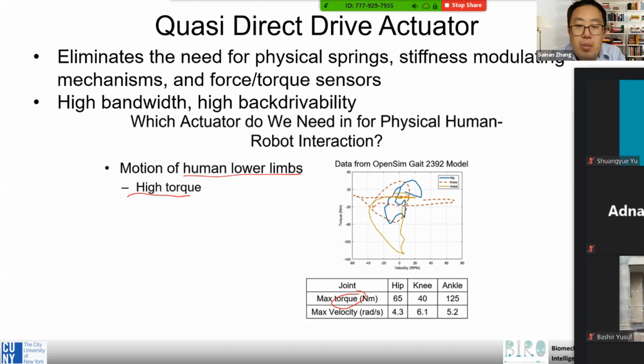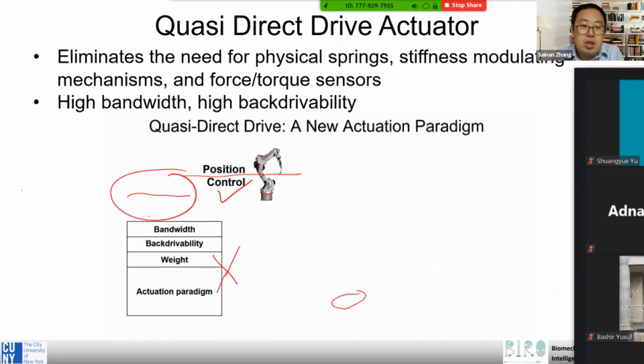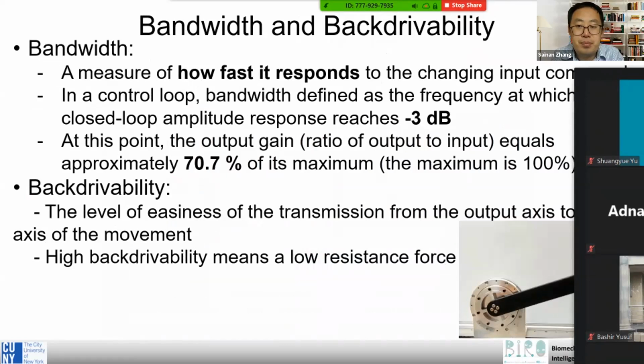So we call this the biomimetic actuator. It's high torque and lower speed, more or less like human actuation. This is very different from the conventional actuator, which has the opposite property. We want the robot to behave like this. If we can obtain those features, we can have nice, fluid motion, and the robot can generate this kind of fluid human behavior.